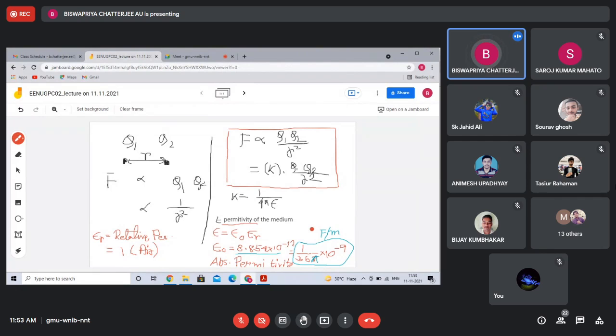So it has got two parts. Epsilon equals epsilon naught epsilon r. Epsilon r we always take as 1 for air, and epsilon naught is numerically equal to 8.854 into 10 to the power minus 12 farad per meter, or 1 by 36 pi into 10 to the power minus 9 farad per meter. And I advised you to choose this value while solving numerical problems.